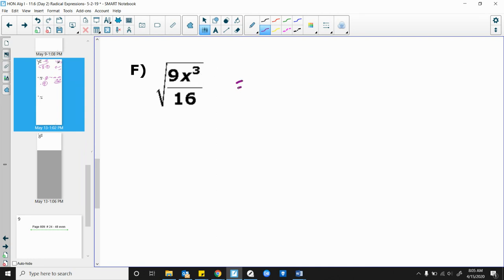For f, g, x to the third over 16. Okay, first thing we need to do is look to see if it can simplify at all. 3 doesn't go into 16, 4 doesn't go into 9 clean, so that can't simplify at all. And there's no x's down here, so nope, doesn't simplify. So we're going to have square root of 9x to the third over square root of 16. Same thing we just talked about. I already know that my answer here is going to be 4 on the bottom.